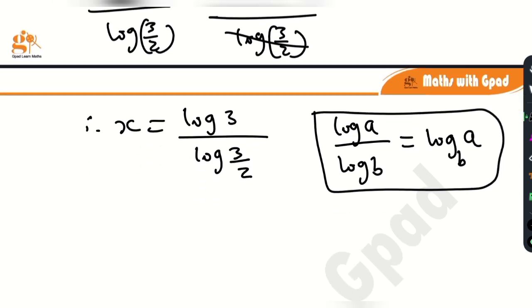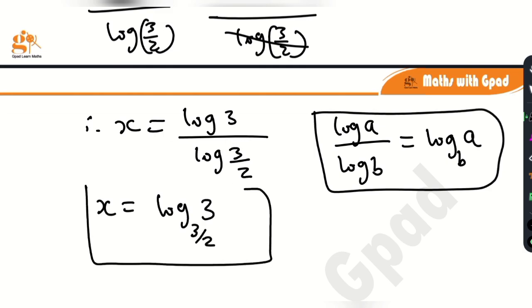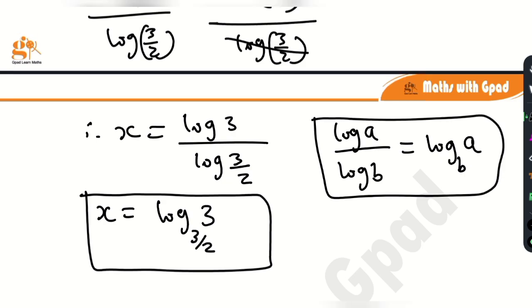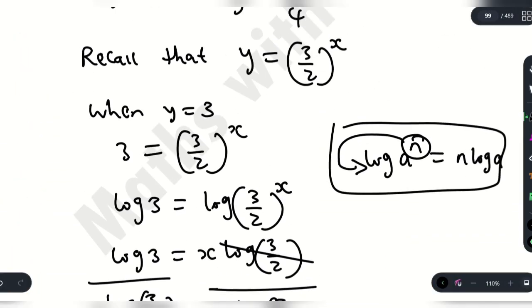So I'm going to write that x is equal to log 3, then base what? This 3 over 2. So this is one of the values of x. Let's go get the other value of x. Remember that the other value of y is what?